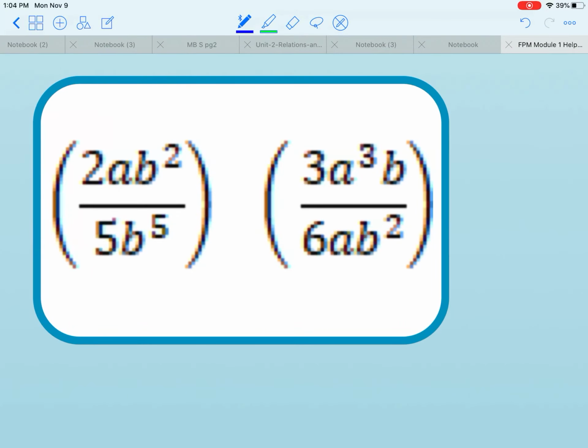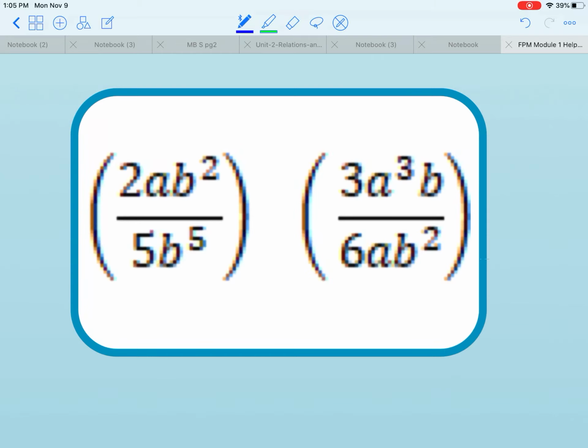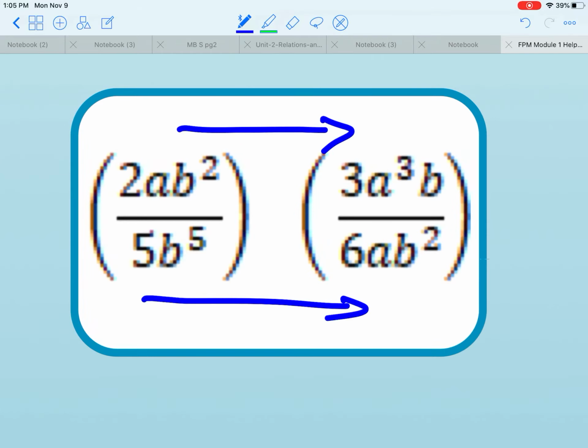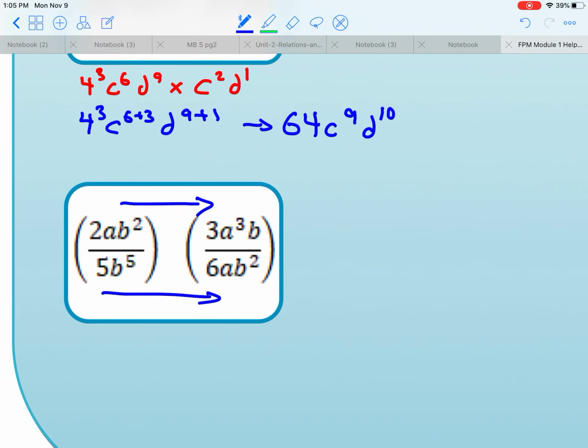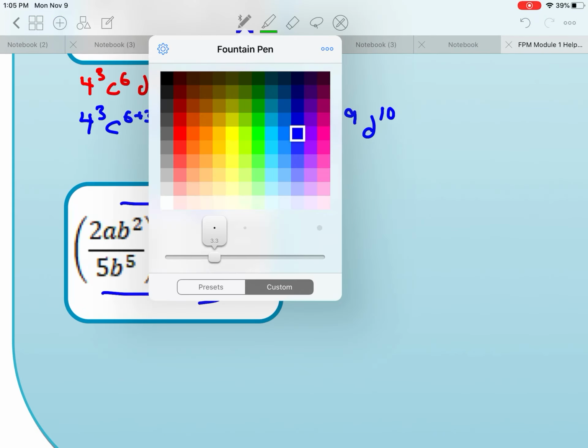Okay, this one looks complicated. What do we do? Well, there are 2 things you could do. You could divide and get a whole bunch of negative exponents, and divide and get a whole bunch of negative exponents, and then do a whole bunch of extra work and be there all day. Or you could just do something else. The other thing you could do is, why not just multiply all the tops and multiply all the bottoms and then do division? Okay, let's do that.